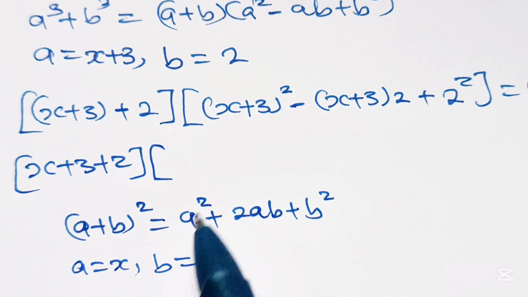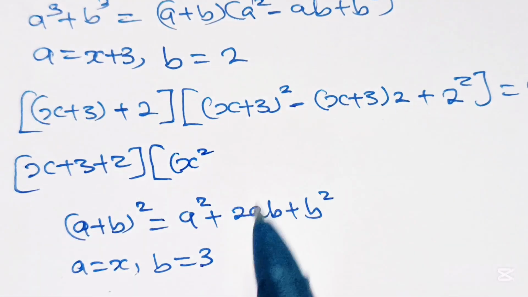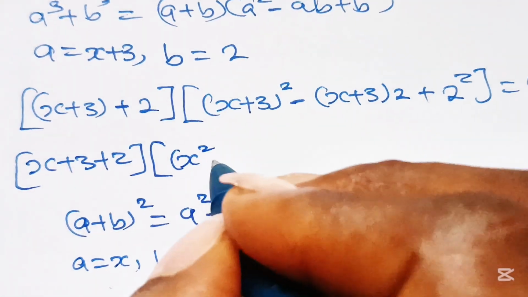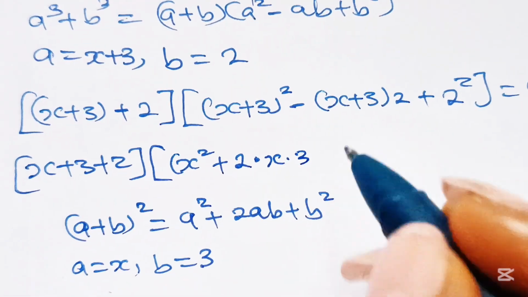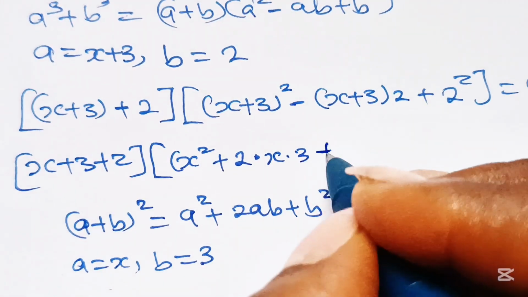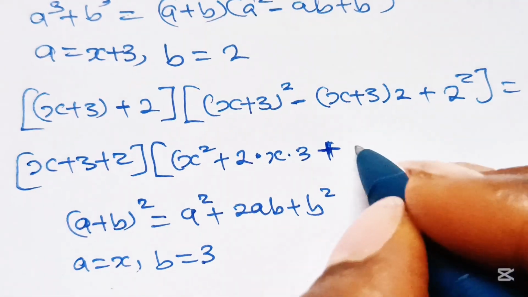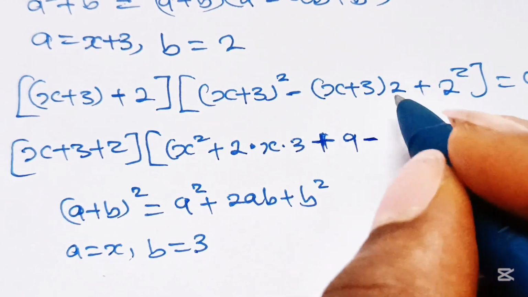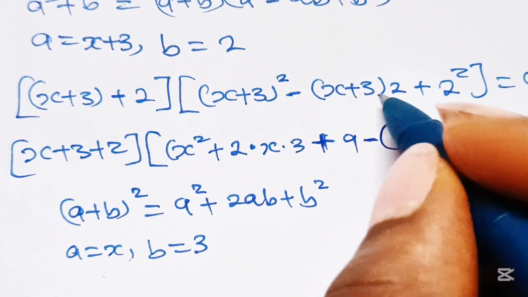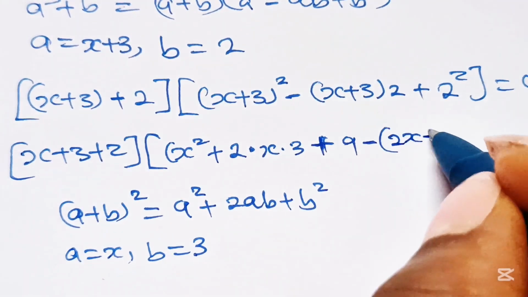So it's going to be a², that is x², right? So we have x² + 2ab, that is 2 multiplied by a, which is x, multiplied by b, which is 3. Okay, then plus b², that is 3², which is 9, right? Okay, then minus this multiplied by 2: 2 times x is 2x, and 2 times 3 is 6.